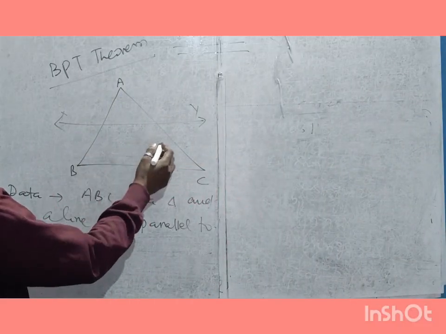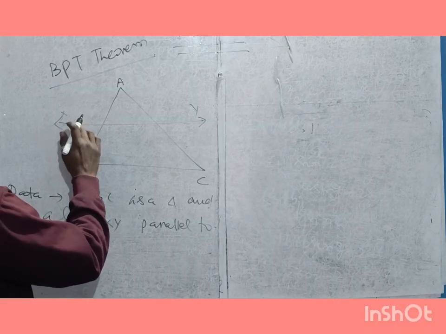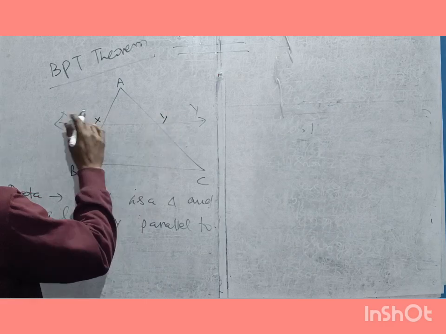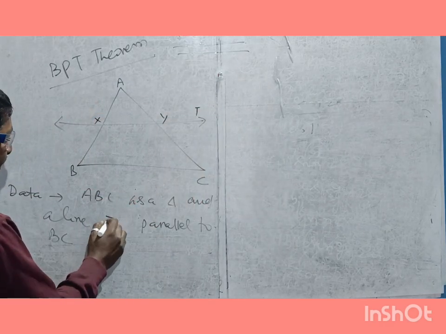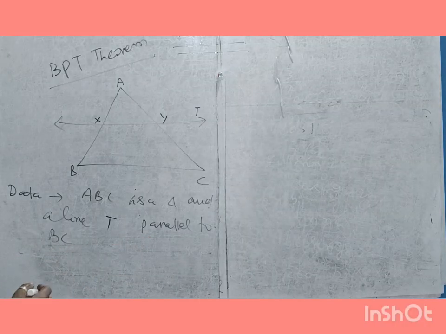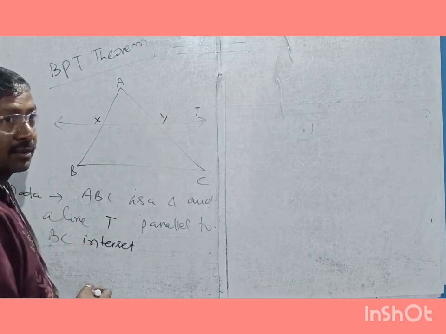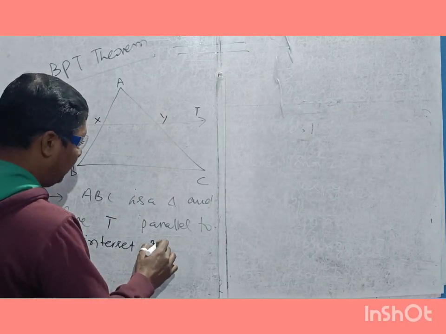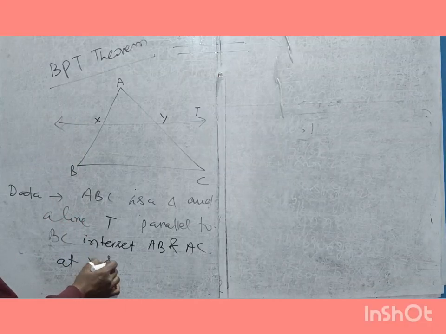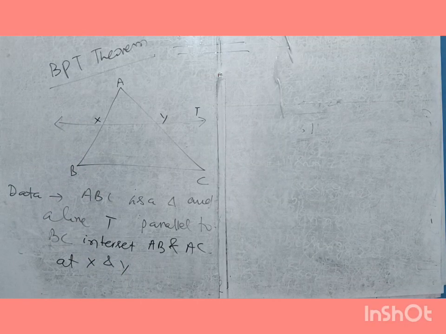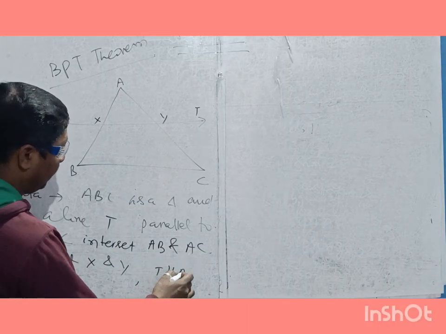It intersects at 2 different points. This is XY, the parallel line. Let the parallel line XY, parallel to BC, intersect the 2 sides, AB and AC, at X and Y. It means it is given XY parallel to BC.